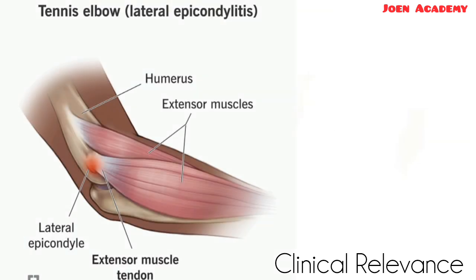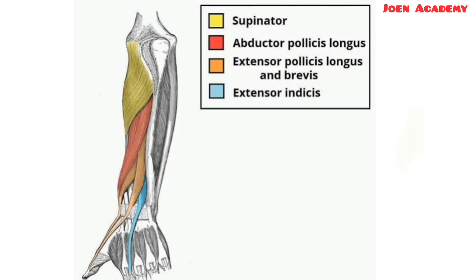Lateral epicondylitis, which is also known as tennis elbow, refers to inflammation of the periosteum of the lateral epicondyle. The peak age of onset is 40 to 50 years old. It is caused by repeated use of the superficial extensor muscles, which strains their common tendinous attachment to the lateral epicondyle. Alright guys, that is it on the muscles of the forearm.